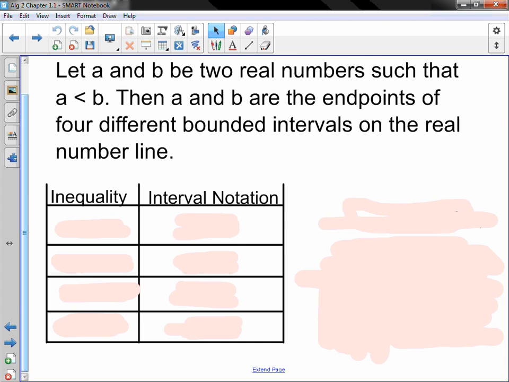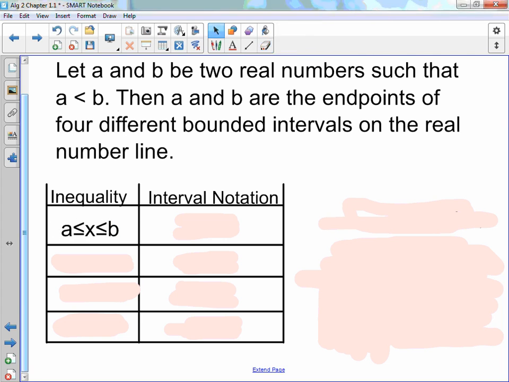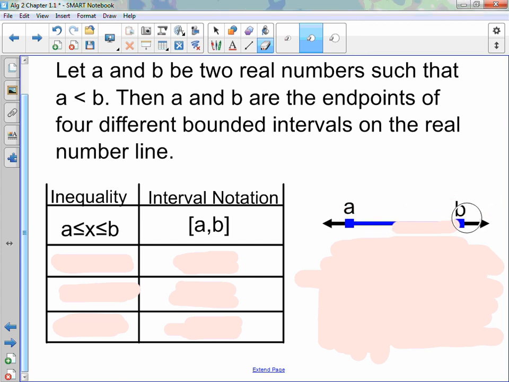Now, the first type of inequality we could have with this is something like this here. A is less than or equal to X is less than or equal to B. So we're saying that whatever A and B are, our numbers are between them. And our notation for this, if we're going to write it, is A, comma B with brackets, because brackets means equals, and we'll see that parentheses means not equals. And this here is an example of what this would look like on a number line.